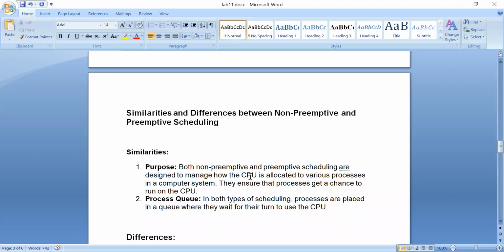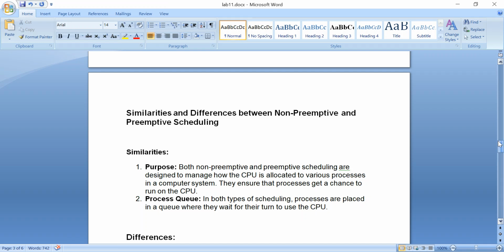In my previous video, I had explained about the preemptive and non-preemptive scheduling and discussed the differences between the preemptive and non-preemptive scheduling. And in this video, I will explain more about what preemptive and non-preemptive scheduling are, and what the similarities and differences between these are.